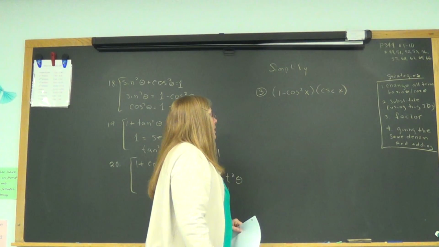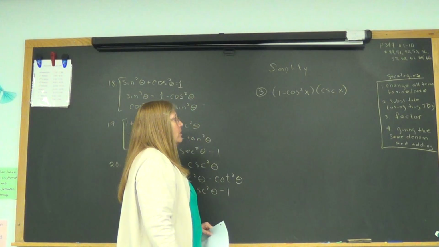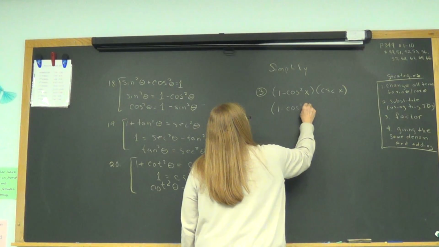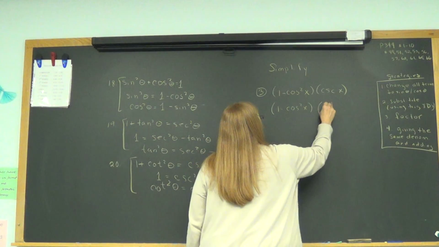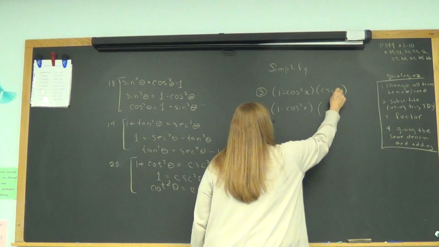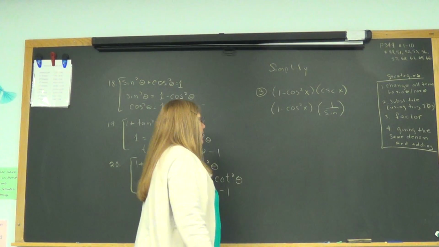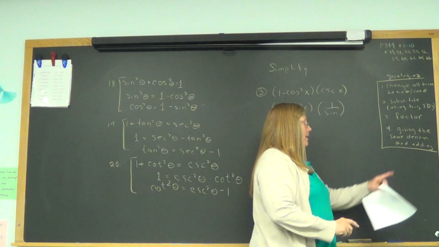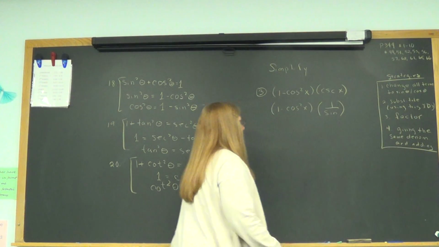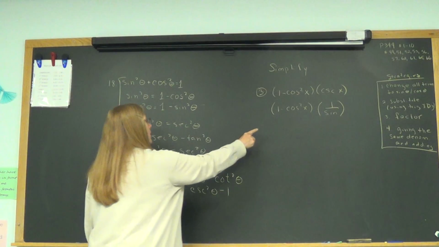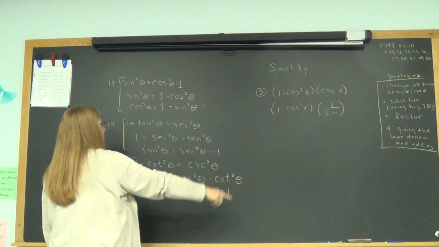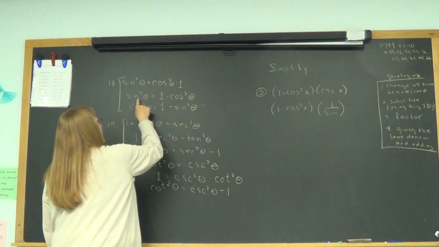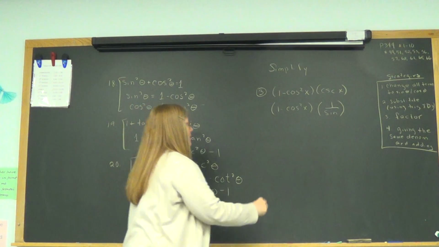Alright, so this one, if I change everything to sine and cosine, I have this already in cosine, and cosecant can be 1 over sine. But what do I do with the 1 minus cosine squared? Now I'm going to use strategy number 2, substitution. So I look over here, can I find 1 minus cosine squared anywhere on this board? Right there. 1 minus cosine squared is the same as sine squared.